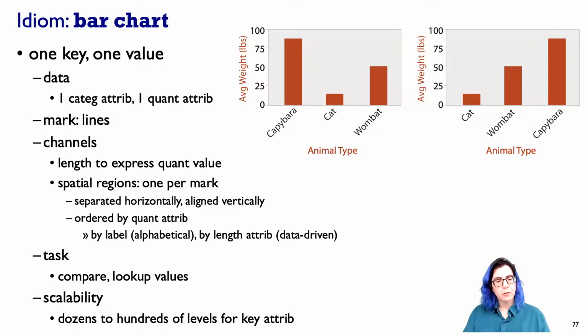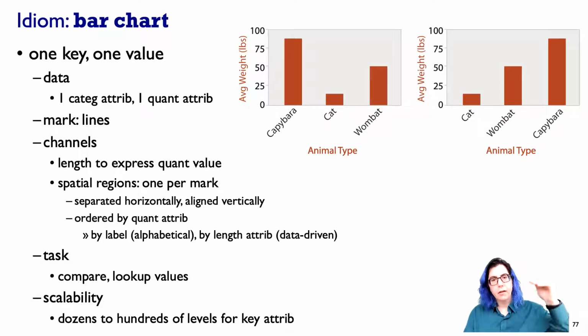What task are bar charts good for? Well, they're very good for comparing. They're very good for doing a direct lookup of values. And let's think about the scalability of bar charts. Well, for the number of key attributes, if we had 1,000 pixels wide, we could at least fit dozens, maybe even hundreds of these key attributes.